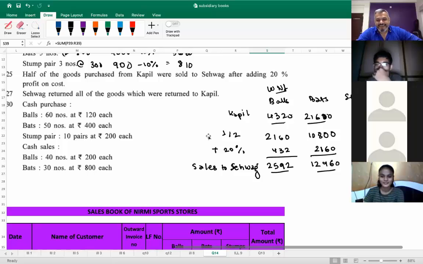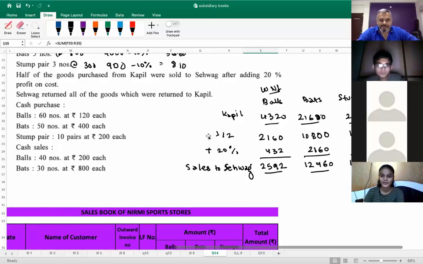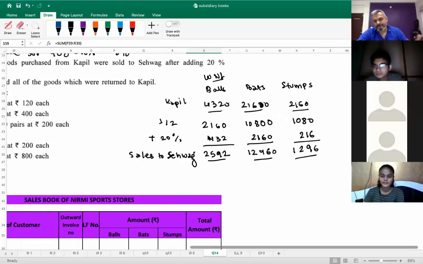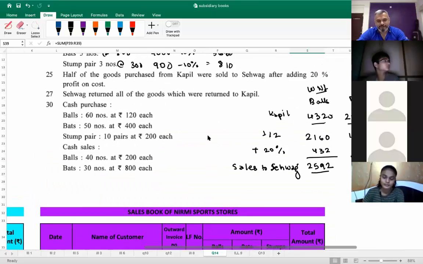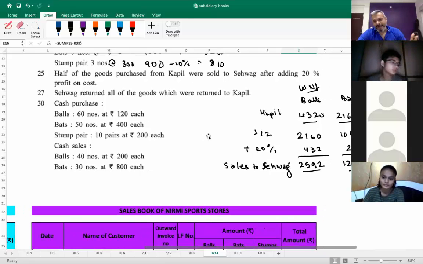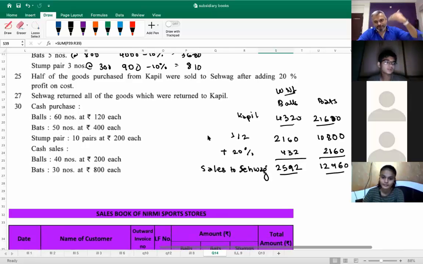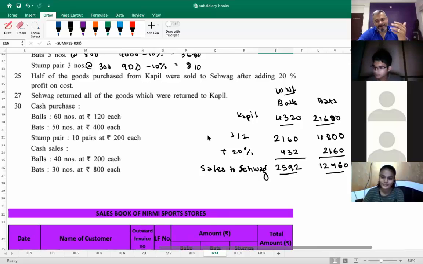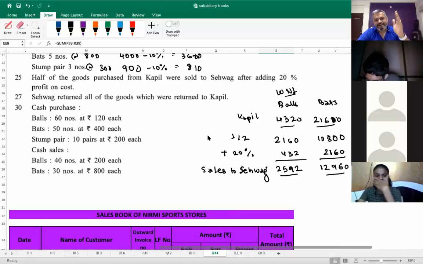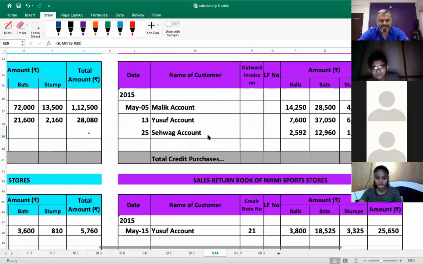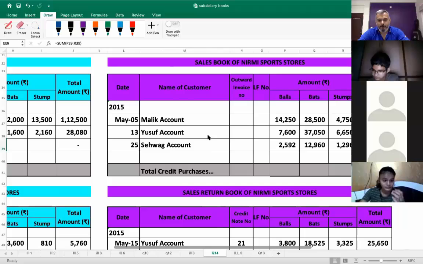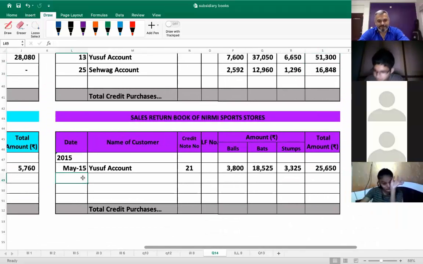Okay, now यहाँ पे सहवाग रिटर्न ऑल द गुड्स विच वी रिटर्न टू कपिल. तो बहुत ही सिंपल है. सेल्स जो किया उसका पूरा ऑल द गुड्स विच वी रिटर्न टू कपिल. तो चलो बढ़िया है, यहाँ पे हाफ वाला कंसेप्ट ही नहीं है. तुम्हारे लिए आसान कर दिया हमारे बोर्ड ने. जो अमाउंट हमने फाइंड किया वही अमाउंट हमें सेल्स रिटर्न में मेंशन करना है, पूरा का पूरा. ओके, सो 25 के बाद 27 सहवाग अकाउंट.